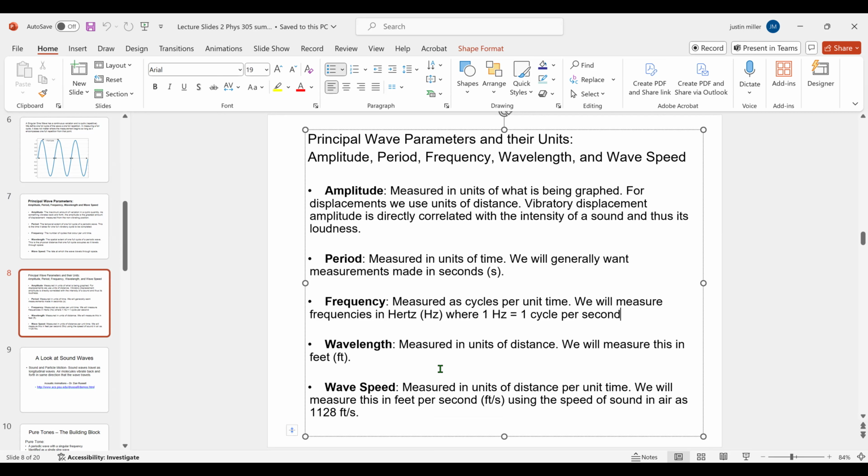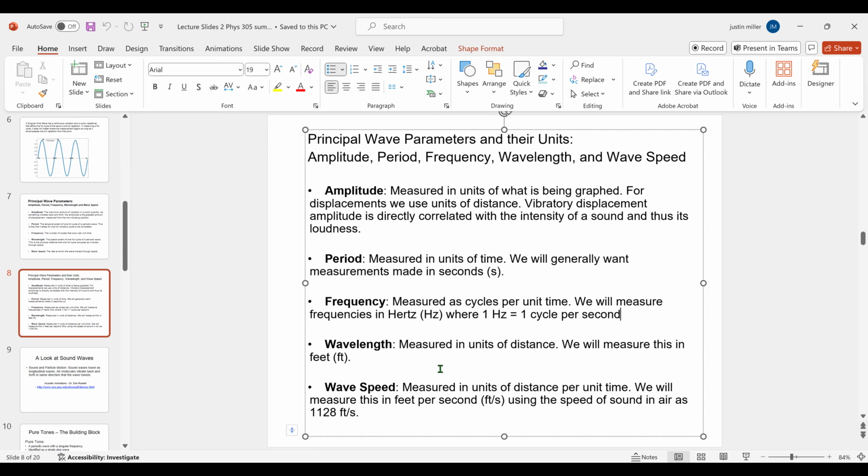So times in seconds, distances are in feet, and then we've got the wave speed. Well, wave speed is a measurement of distance per unit time. How far does something travel in a certain amount of time? Well, again, since we're using distance as feet and time as seconds, we're going to measure our wave speeds in feet per second. So that's great. Well, for waves traveling through air, sound waves, that is, at 20 degrees Celsius, the speed of sound in air is 1,128 feet per second. That's how fast sound travels.